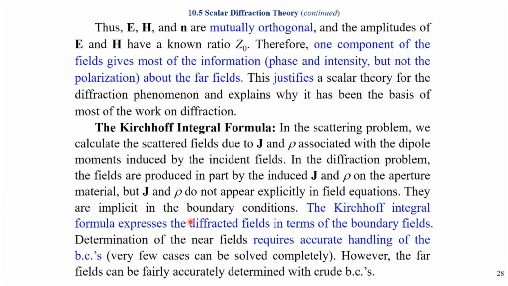Okay, so E, H, N are mutually orthogonal. N is just the direction of the pointing vector. So E cross H just represents the direction of N. That's the pointing vector. The amplitude of E and H has a known ratio Z0. Therefore, one component of the fields gives most of the information.